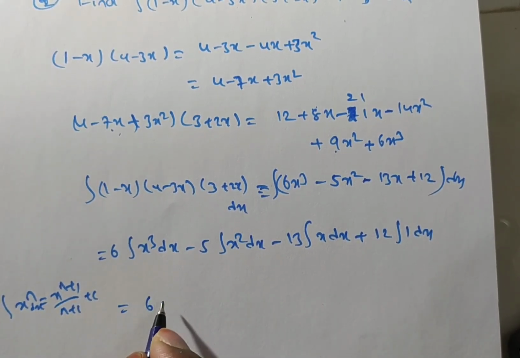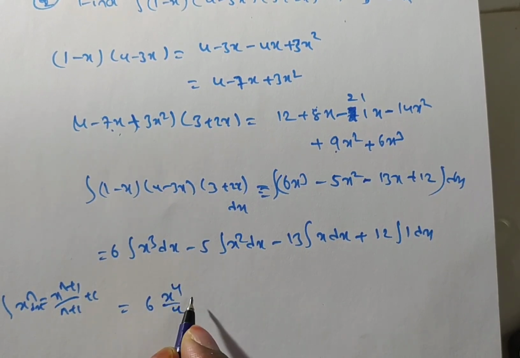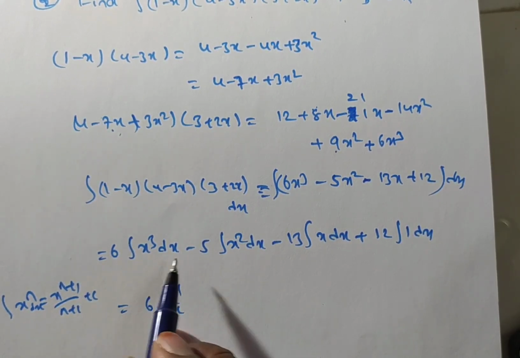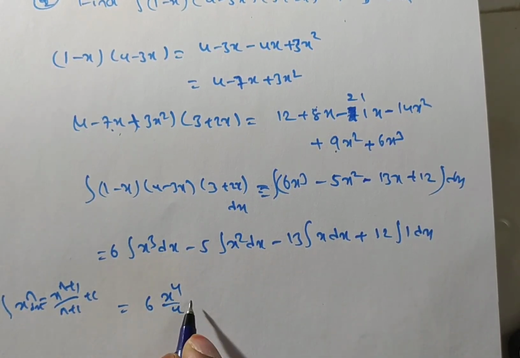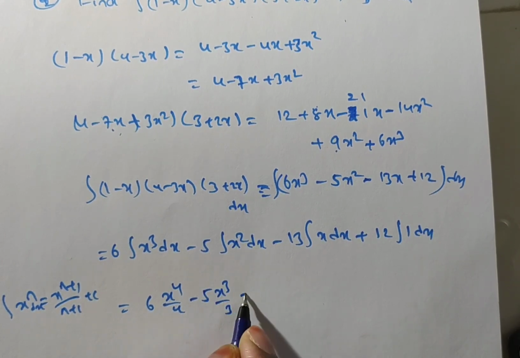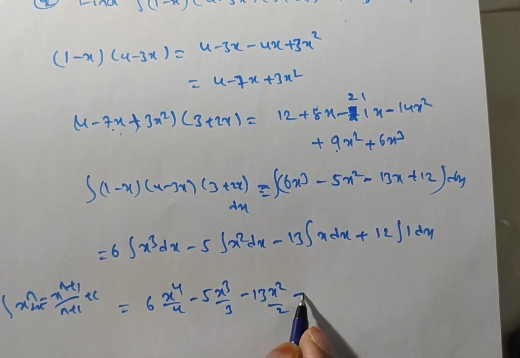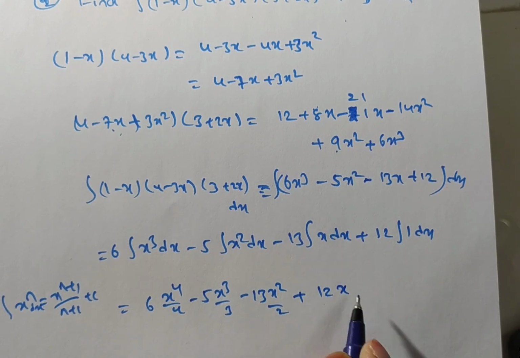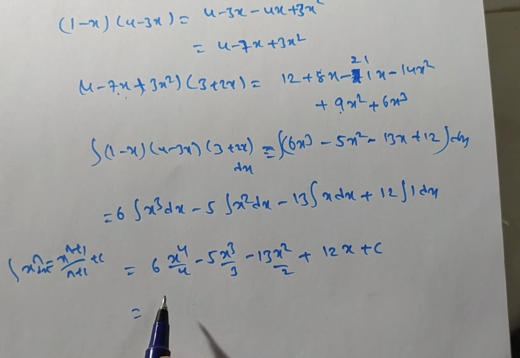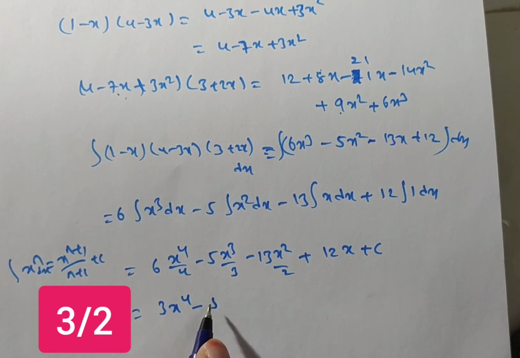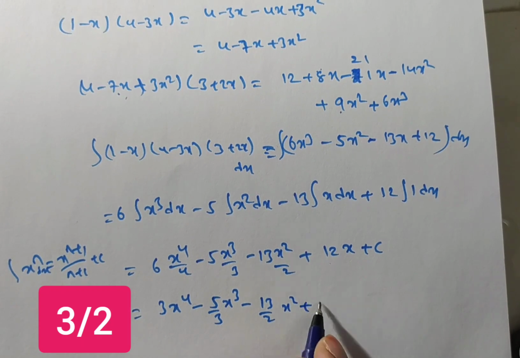Now 6 times the x cube integration, x power 4 by 4. I am not writing plus c for each because for the common c1, c2, c3, c4 I will write one arbitrary constant c, minus 5 x cube by 3 minus 13 x square by 2 plus 12 into the integration of 1, which is x, plus c. Any cancellations or simplification? 2 1s are 2, 2 2s are 4, 2 3s are 6. So 3x to the power of 4 by 2 minus 5 by 3 times x cube minus 13 by 2 times x square plus 12x plus c. Next problem.